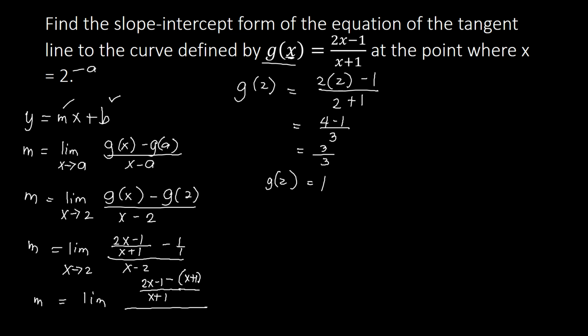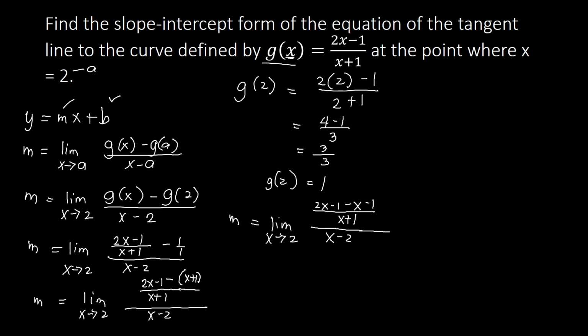And then we have all over x minus 2 as x approaches 2. So simplifying, we've got the slope is equal to the limit of 2x minus 1. We distribute our negative inside, so we have minus x, and then minus 1, because we have distributed our negative sign inside x plus 1. And then we have x plus 1 over x minus 2 as x approaches 2.